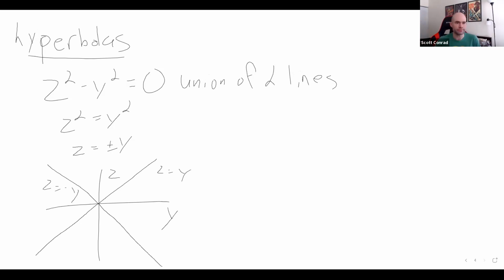Slope is not super important. We're not going to get out a ruler and make sure you get the right slope here. Just so you have the union of two lines through the origin. That's when you have one of the variables squared minus another squared equals 0. It's going to give you the union of two lines. That's sort of a degenerate hyperbola.